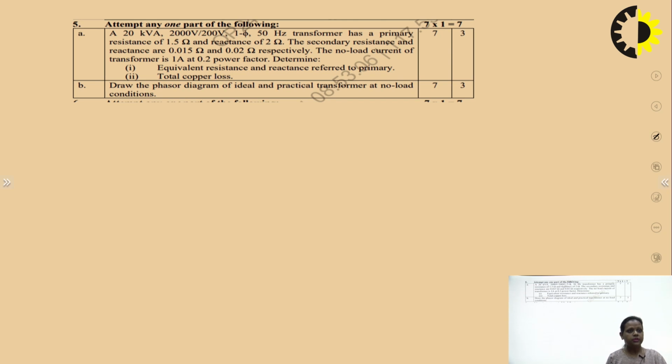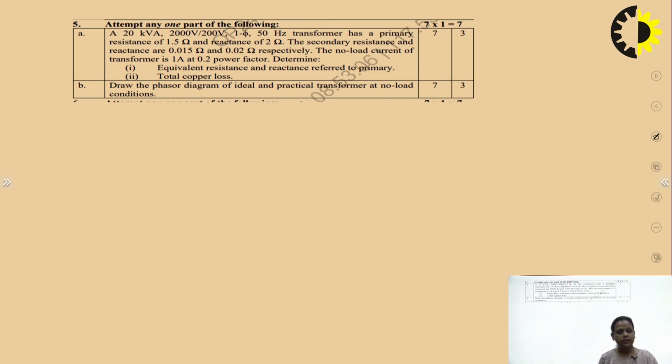So here we have to determine the equivalent resistance and reactance referred to primary, and in the second part we have to find the total copper loss. And in the same question, part B is you have to draw the phasor diagram of ideal and practical transformer at no load condition. Out of these two, A and B, you can attempt any one question. So first we will solve part A.